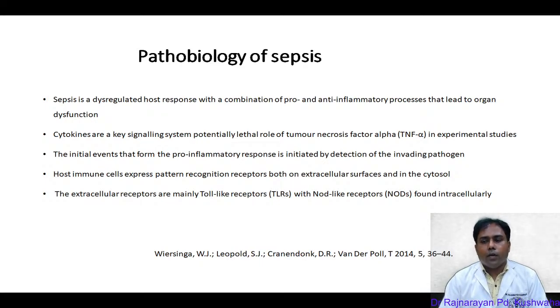And for biomarkers, we have to understand the pathobiology of sepsis. What is the pathobiology of sepsis? We have to understand it. After understanding the pathobiology, it is very easy to understand how biomarkers act and how by evaluating biomarkers we can diagnose that patient. The pathobiology of sepsis is a dysregulated host immune response with a combination of pro- and anti-inflammatory processes that lead to organ dysfunction.